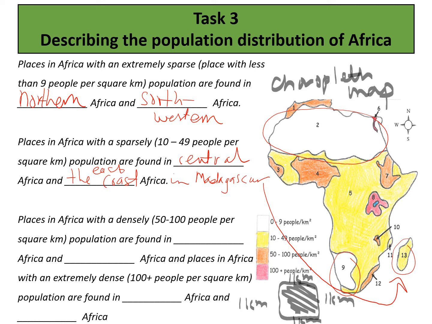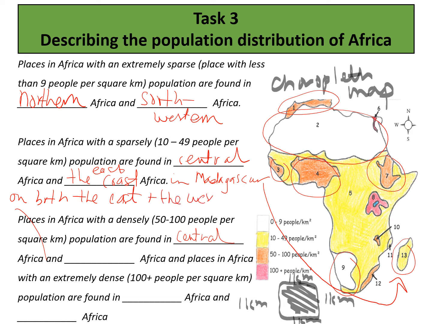And then let's talk about the places that are densely populated. So they're not extremely densely populated, they're this orangey colour. So places in Africa with a densely populated population are found in, so we could talk about any of these regions, region 1, region 3, region 4, or region 7. So I would say they're found in Central Africa, and I'd actually go a bit further on both the east, so that's number 7, and the west coast. And then you could also talk about the most northern points of Africa, so in Northern Africa, which on our map is labelled 1.